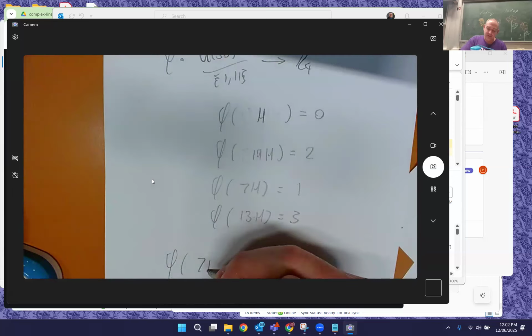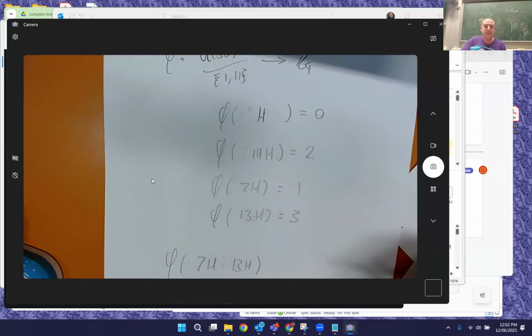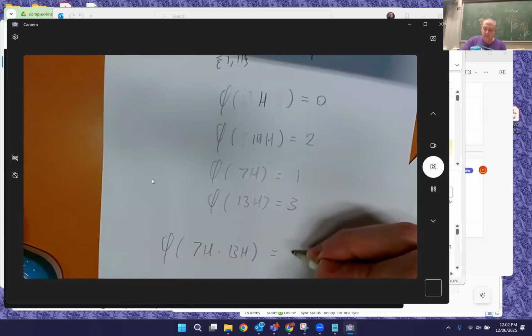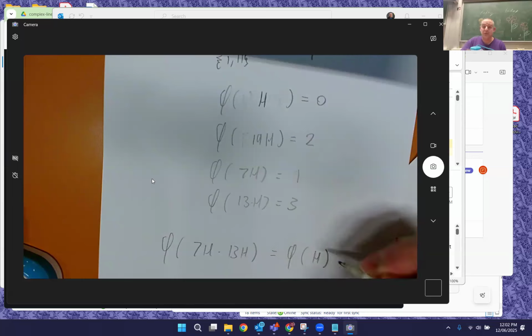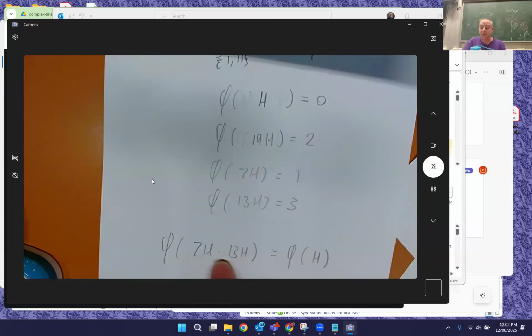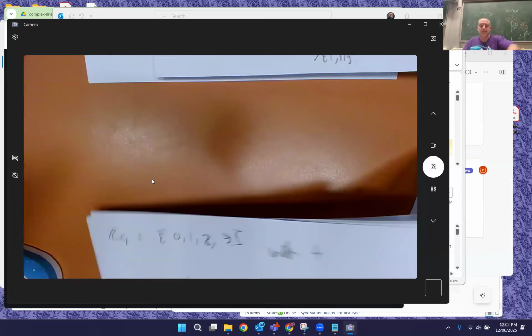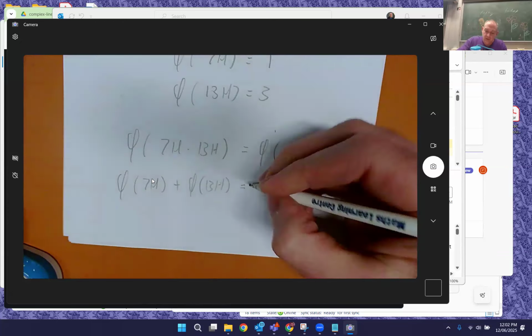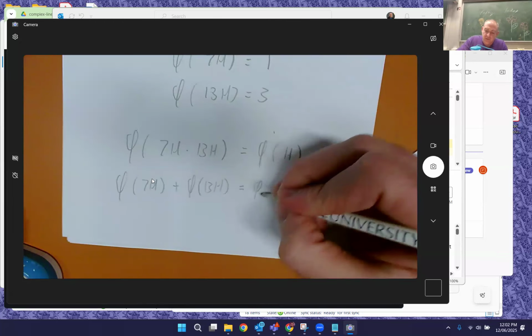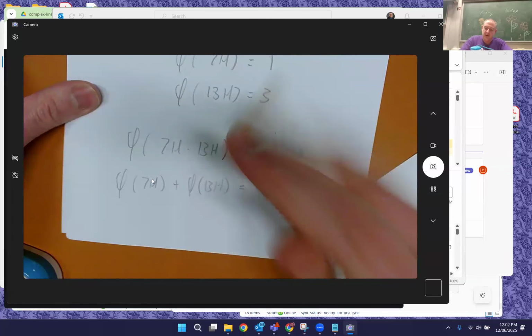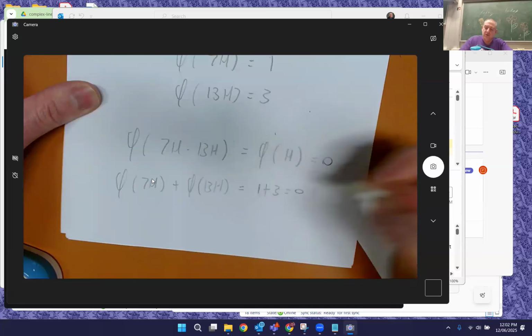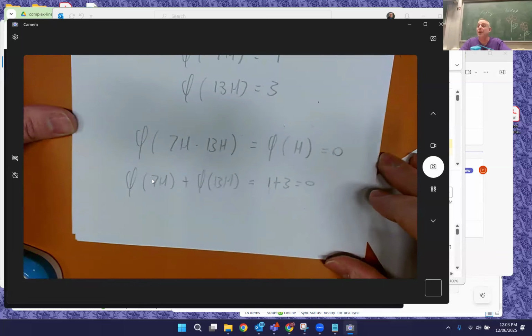And we just want to be absolutely certain that it really works. Phi of 7H times 13H is phi of H, because we just figured out earlier that 13H times 7H was H. And that is 0. And phi of 7H plus phi of 13H, because the operation in Z4 is a plus, that would be 1 plus 3, 0. That's pretty cool. So that definitely works.